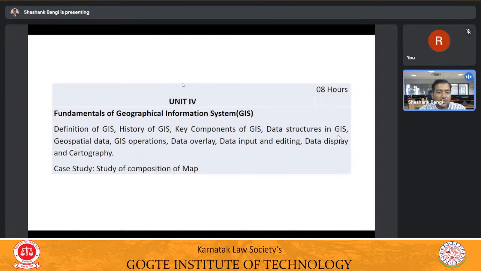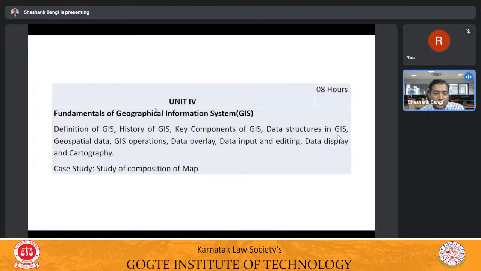So in GIS, you are going to learn the different components of GIS and the different data structures which are available under the GIS. So how to combine the different kinds of data available, and finally how to process it and how to convert it into the meaningful map. So that you are going to learn in unit 4.